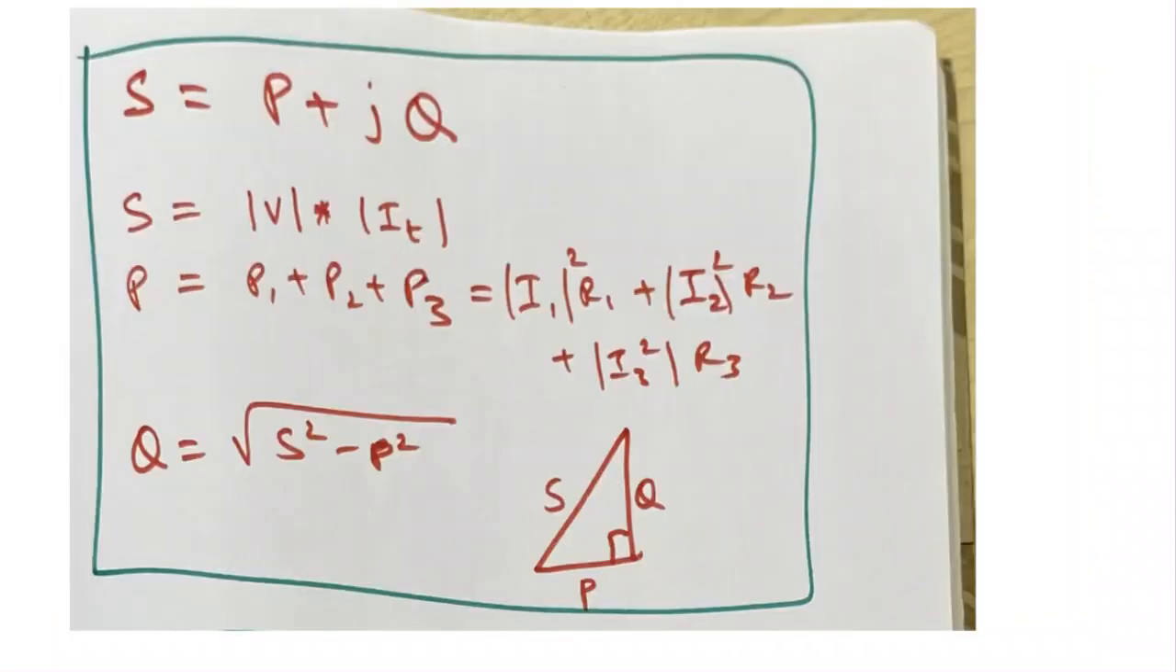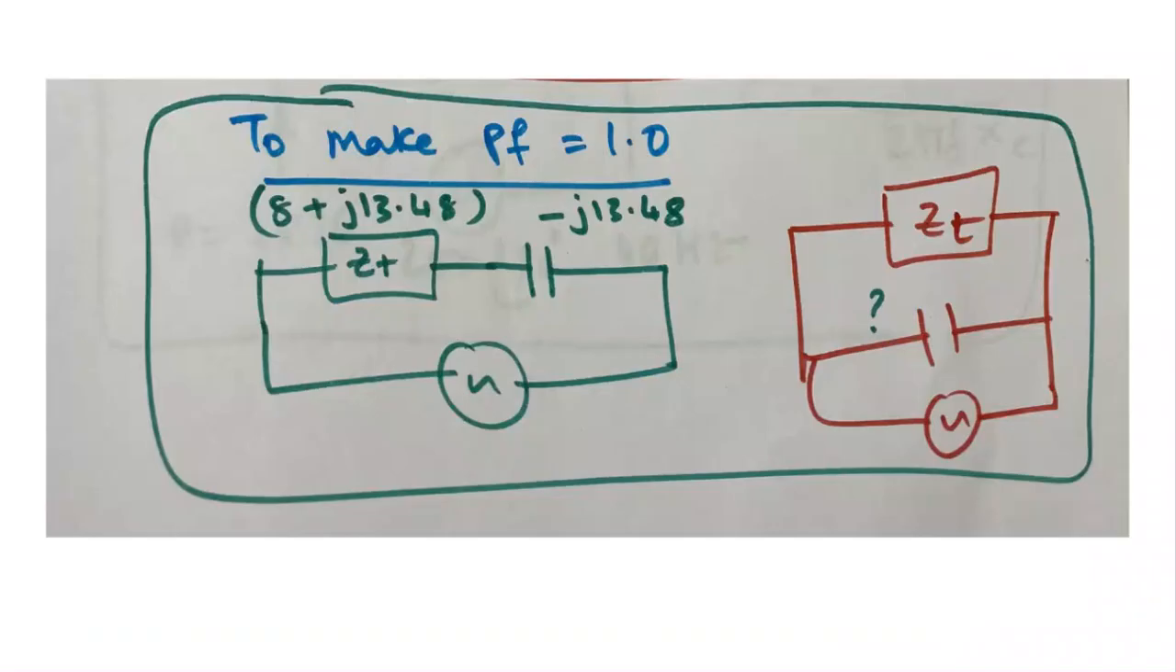Now there are two ways possible. To make the power factor 1.0, either I can add a capacitor in series or I can add a capacitor in parallel. Both are possible. Why am I saying capacitor, why not inductor? Because this is already inductance. To cancel that inductance, I can add a capacitance. If I add this capacitance in series, then the value is known: 13.48 positive, 13.48 negative, both will cancel each other out. But this is not asked in the question.